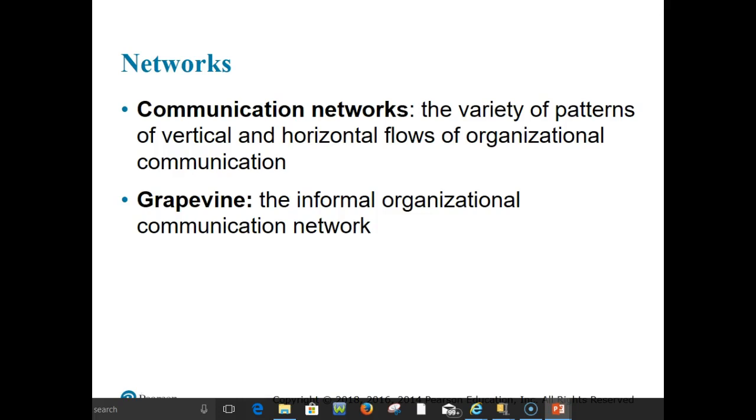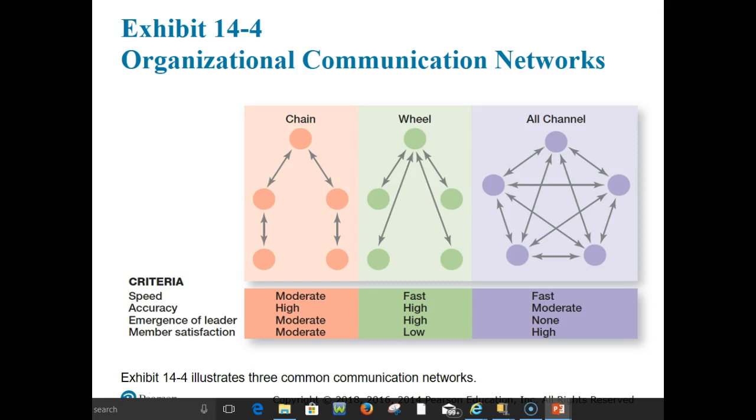And the grapevine is the informal organizational communication network. I heard it through the grapevine. The grapevine is active in almost every organization, and it is an important source of information. One survey reported that 63% of employees say they hear about important matters first through rumors or gossip on the grapevine. And Exhibit 14-4 here illustrates 3 common communication networks. Got your chain, got your wheel, and then you have your all channels.